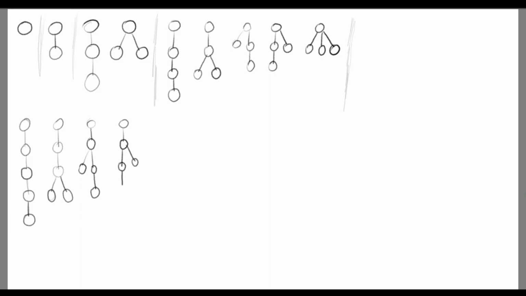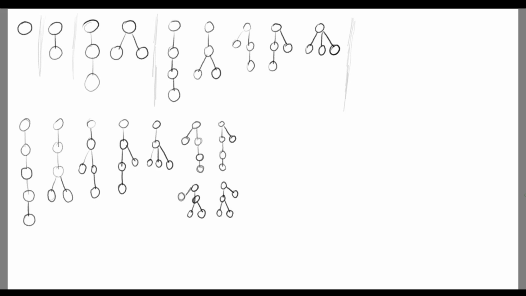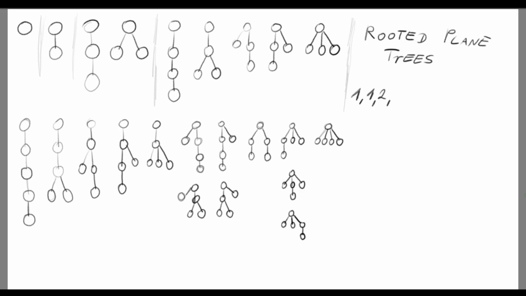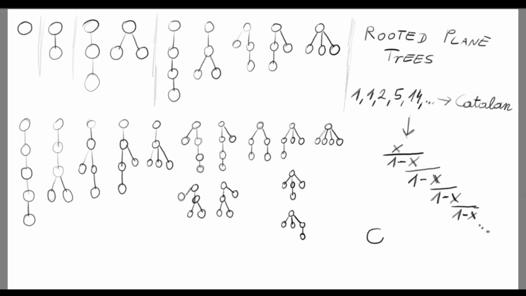In today's video, we'll explore a mathematical structure called trees, or more specifically, plane-rooted trees, and I will show you that they are closely related to a famous sequence called Catalan numbers, and I will derive it using an interesting piece of math, namely continued fractions.